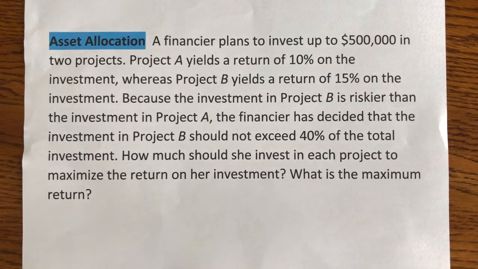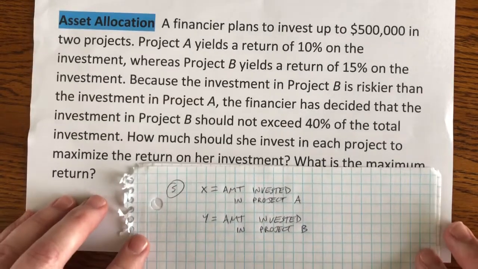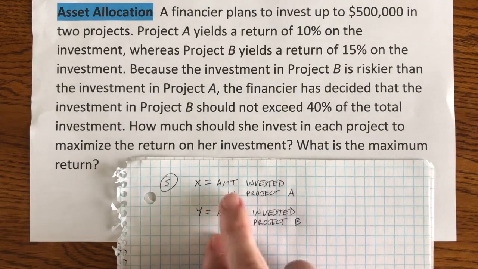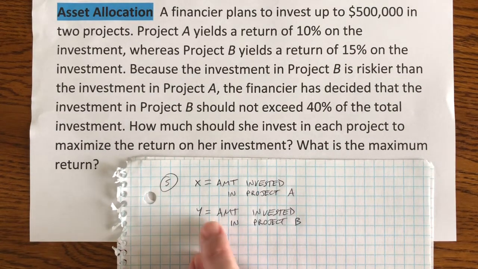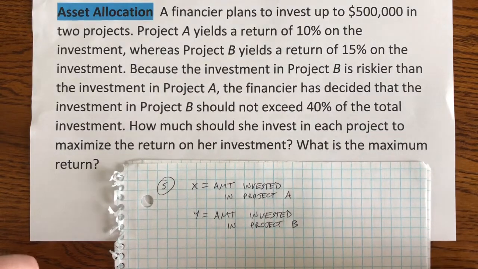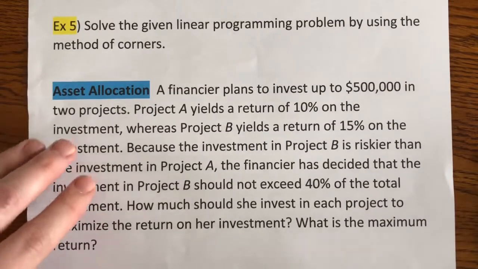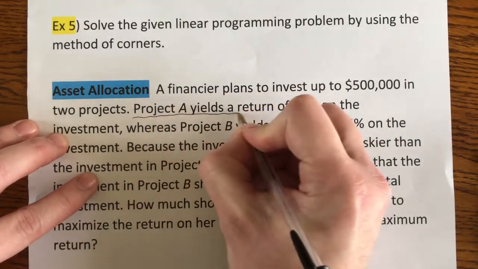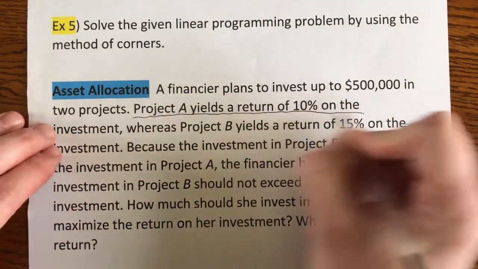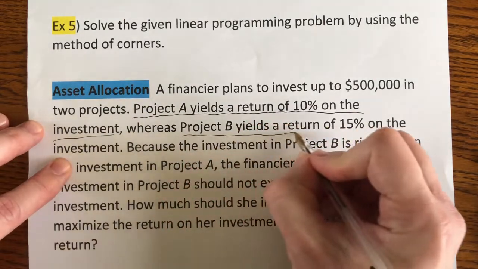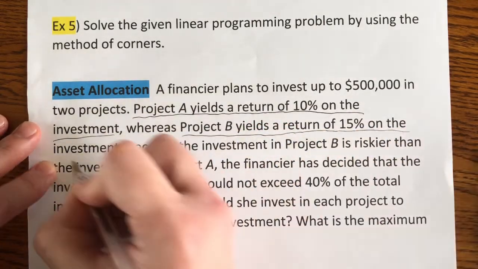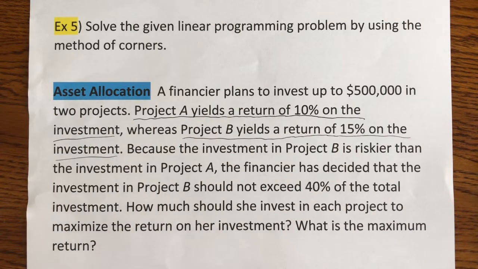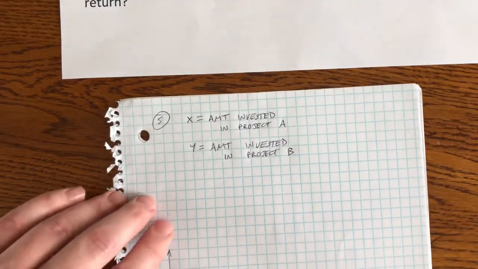All right, so first thing we're going to do is define our variables. I'm letting X be equal to the amount invested in project A and Y be equal to the amount invested in project B. Okay, let's go ahead and determine our objective function at this time. Our objective function is going to be based on this. Project A yielding a return of 10% and project B is yielding a return of 15%. Okay, so we're going to translate that into an objective function. And that objective function would look like this.